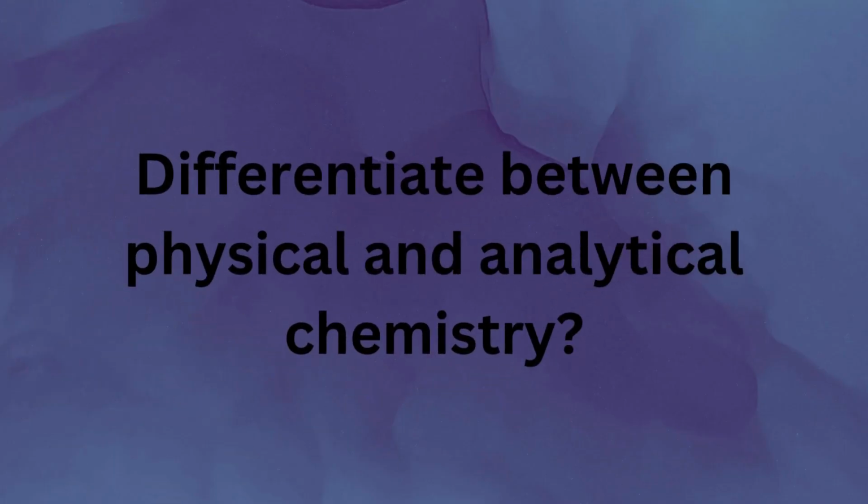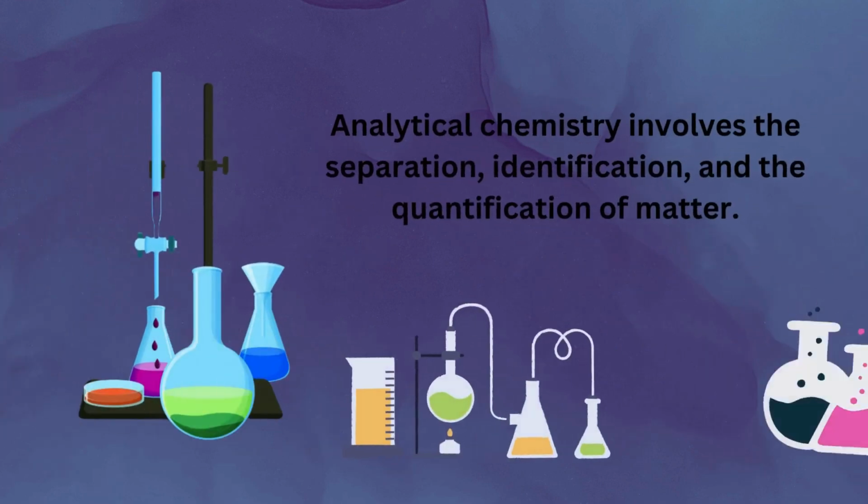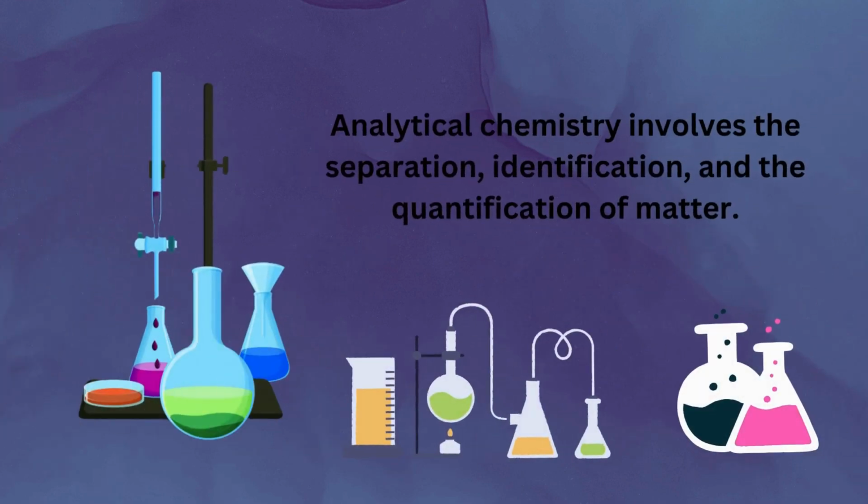Differentiate between physical and analytical chemistry. Physical chemistry is the branch of chemistry that deals with the relations between the physical properties of substances and their chemical composition and transformations. Whereas analytical chemistry involves the separation, identification, and the quantification of matter.